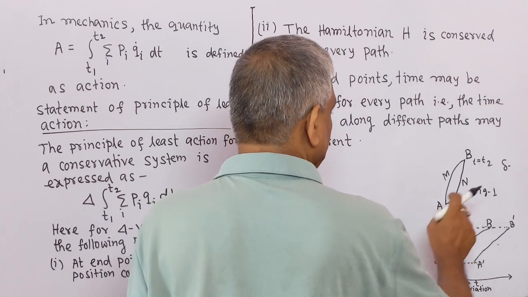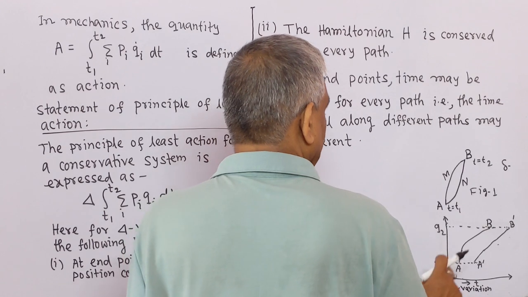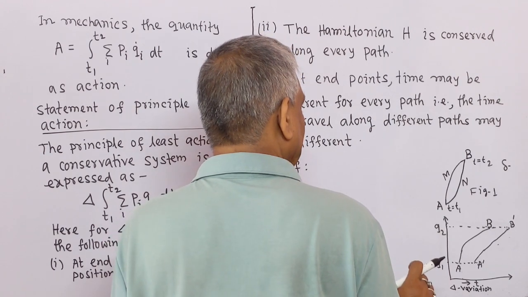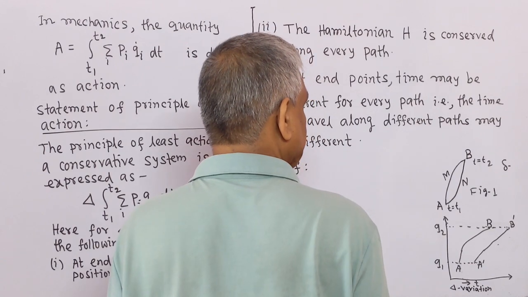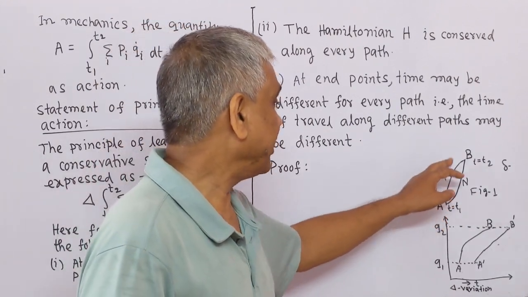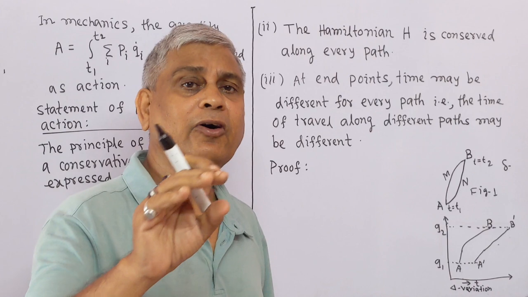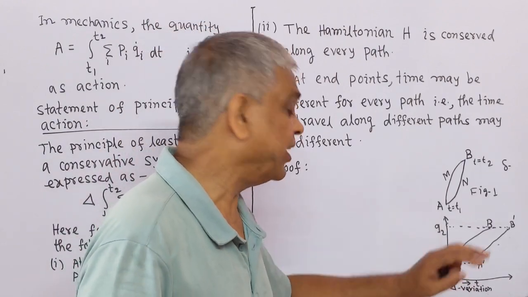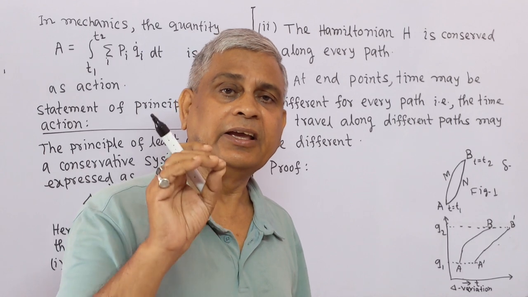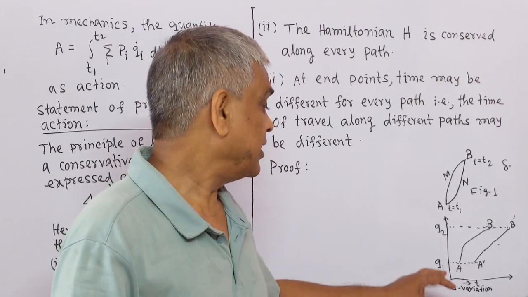So, the basic difference between this lowercase delta variation and uppercase delta variation is that the total travel time may be different for different paths, with the condition that the coordinates of the endpoints remain fixed. In lowercase delta variation, we have seen that total travel time for both paths is the same. In this case, the energy may or may not be conserved. But in uppercase delta variation, the energy must be conserved, since in a conservative system, the Hamiltonian function is the total energy and it remains conserved.